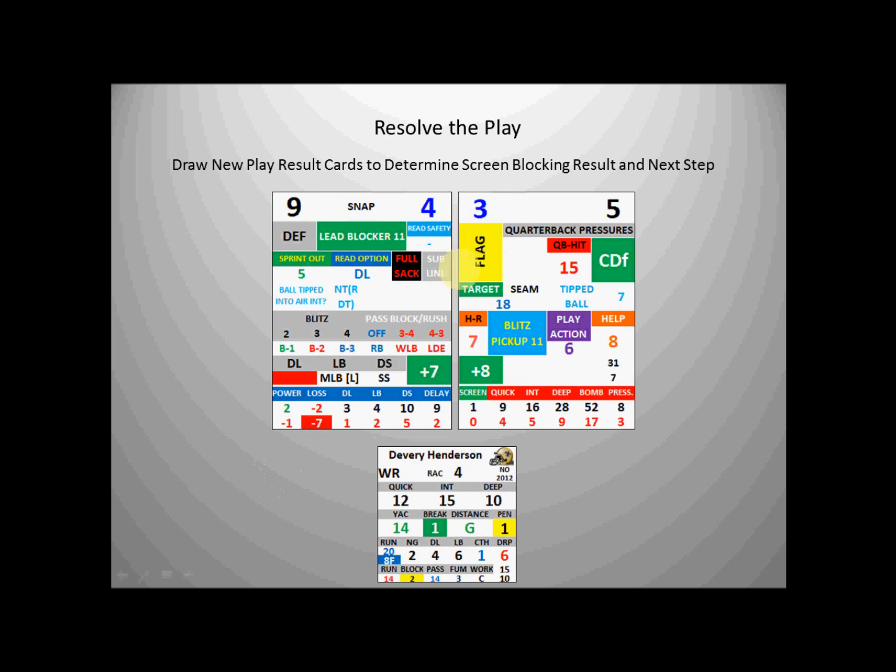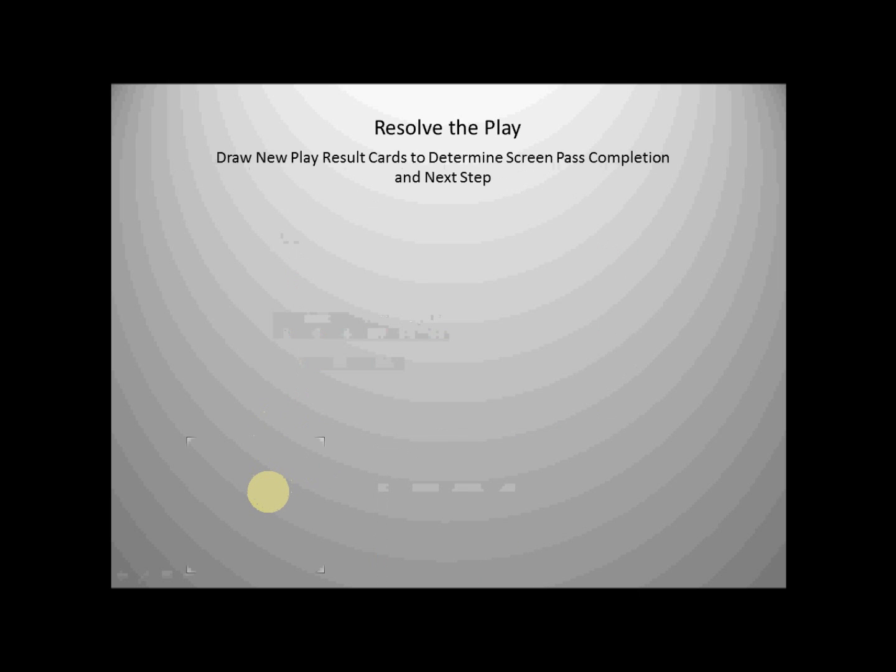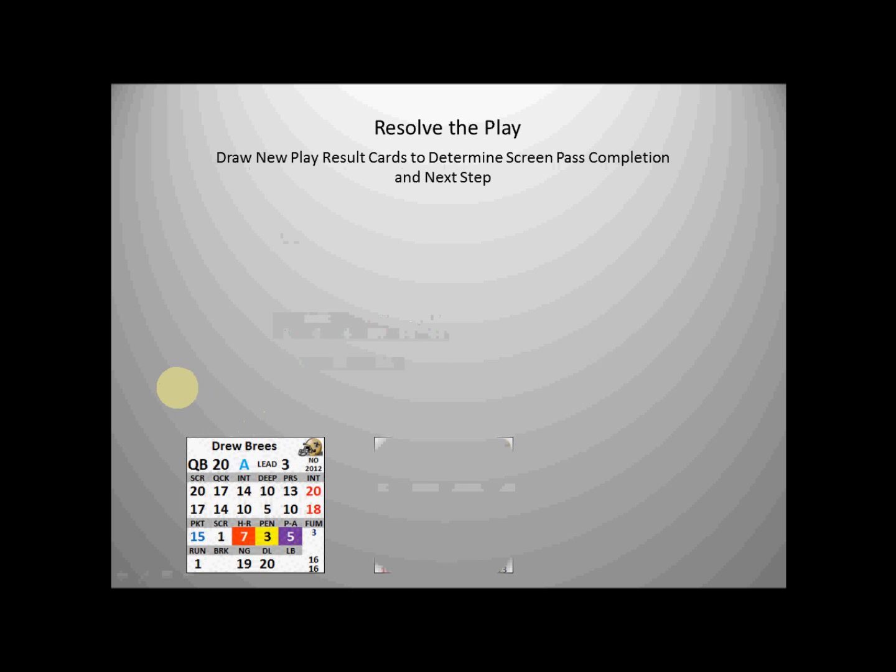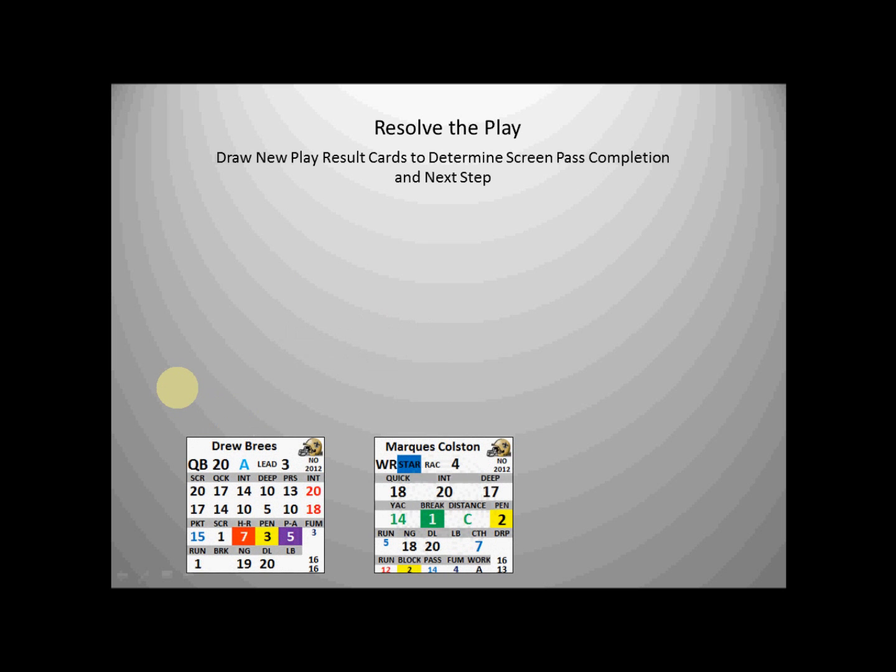We see here that there's the potential of a flag. Anytime flag pops up here, you just glance at this. If this number is within Devery Henderson's penalty rating, which it is not, then a penalty would occur on the play. But it doesn't. So Henderson provides effective bubble screen blocking on the outside. So now we're going to find out if it's complete or not. And because he provided the blocking, we're going to use Drew Brees' highest screen number, which is 20.